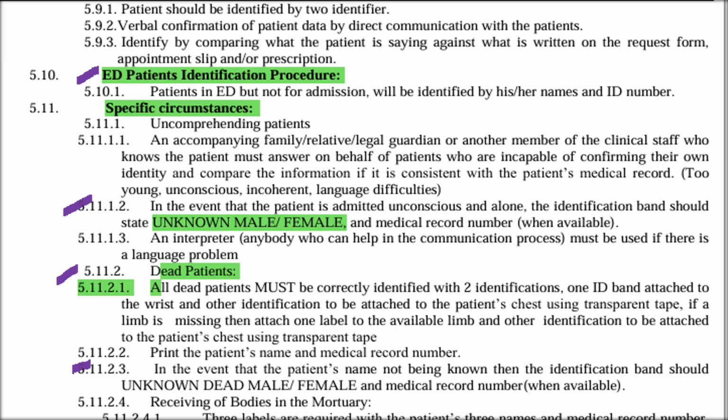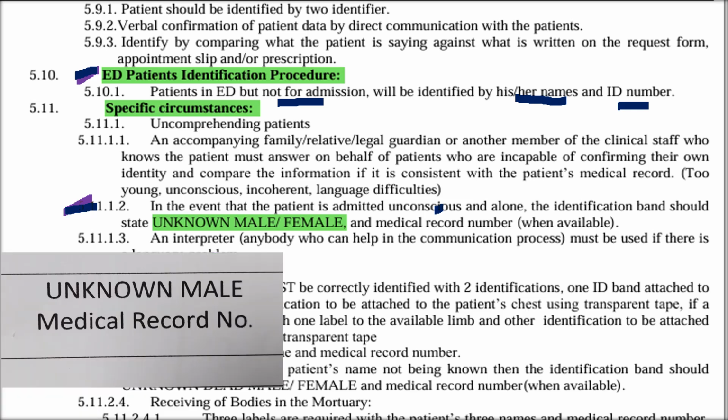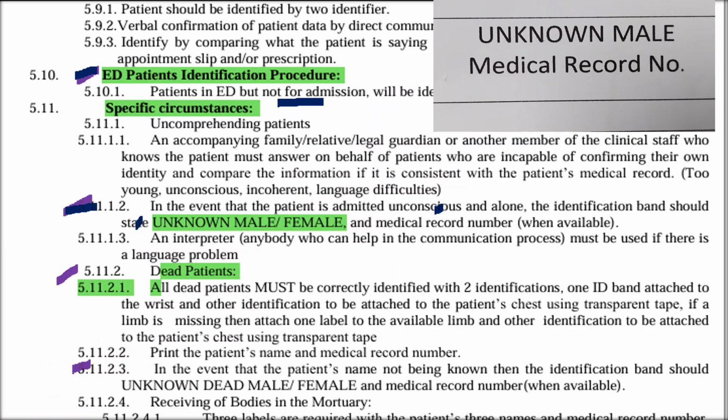Okay, now let's jump into the procedure of patient identification, specifically the emergency department patient identification procedure. Now, the patients in the emergency department, not for admission, will be identified by their name and ID number. Now, in the event that the patient is admitted unconscious and alone, the identification band should state unknown male or unknown female plus the medical record number if available.